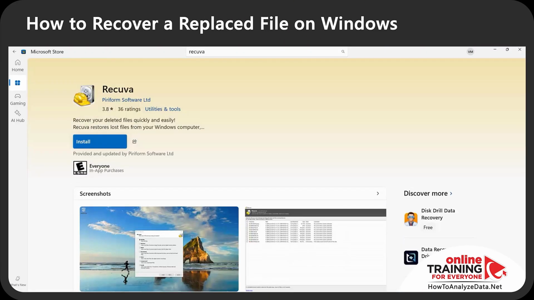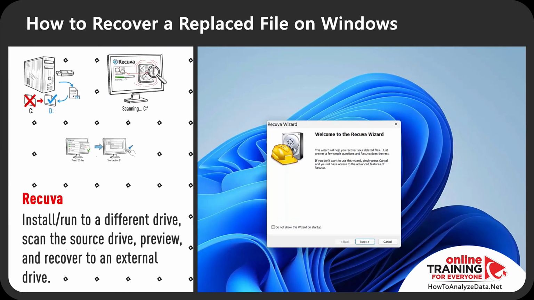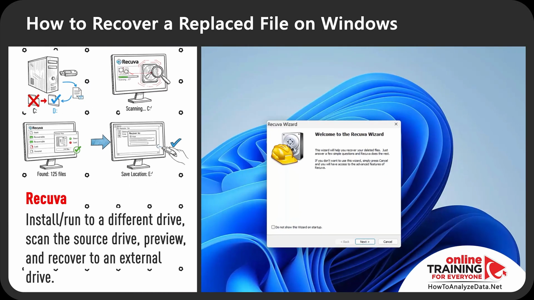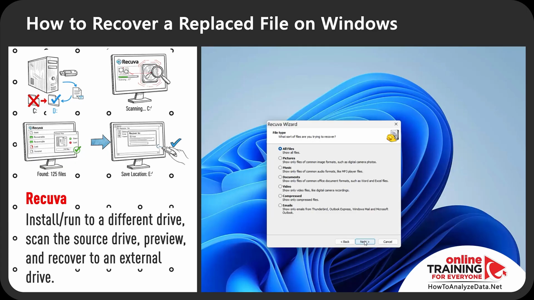Another great tool is AutoRecover, which is also free. What you want to do here is install and run it on a different drive. Scan the source drive, preview, and recover to an external drive. After the installation, AutoRecover launches the wizard and helps you walk through to restore your accidentally overwritten file.